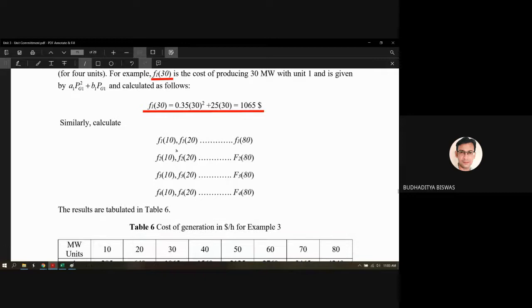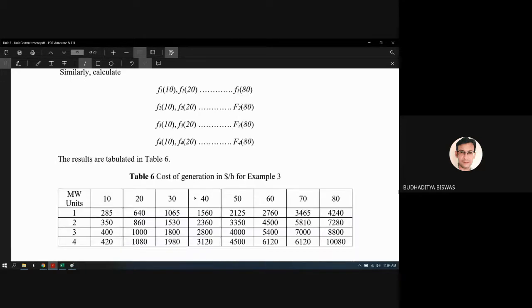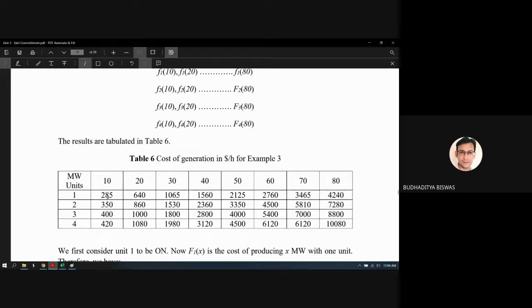Similarly, we need to calculate F1(10), F1(20) up to F1(80), because these are the minimum and maximum generating limits of the particular units. And we need to find out also for the plant F2(10), F2(20) up to F2(80), F3(10) to F3(80), F4(10) to F4(80). So this is our first task, step 1. We need to calculate the production cost for these particular units. So after the calculation, we put it in the table.